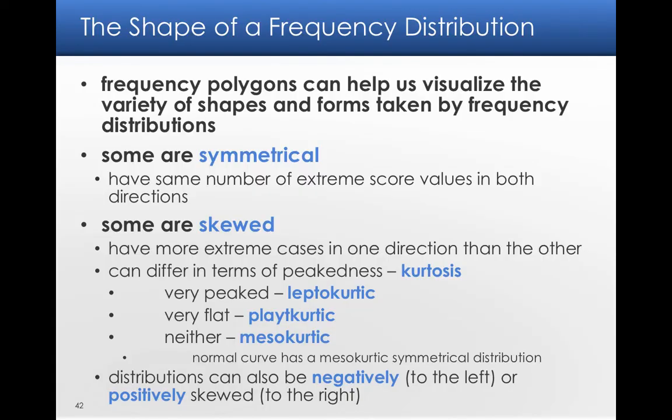Frequency polygons help us visualize the shapes and forms taken by the data. Some are symmetrical. They have the same number of scores on the left as on the right. Some are skewed, if we have more extreme cases in one direction or the other. That can also be in terms of how peaked they are, and we refer to that as kurtosis. A very peaked polygon is leptokurtic. A very flat one is platykurtic, and neither is mesokurtic. The normal curve is mesokurtic. A distribution can also be skewed to the left or to the right.